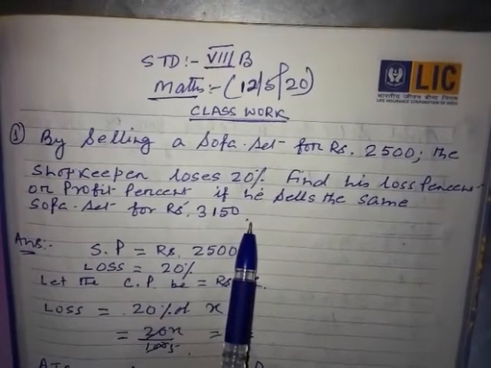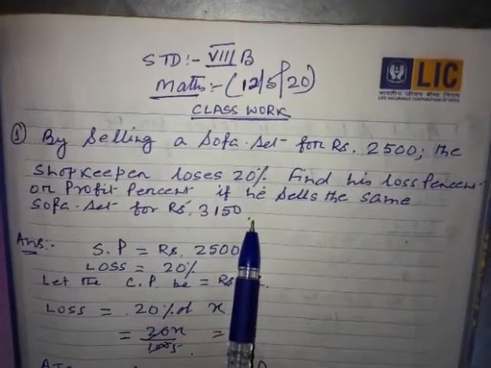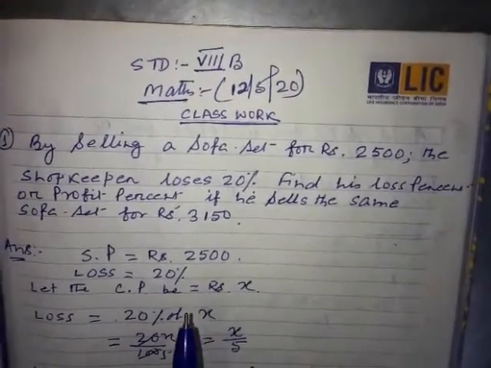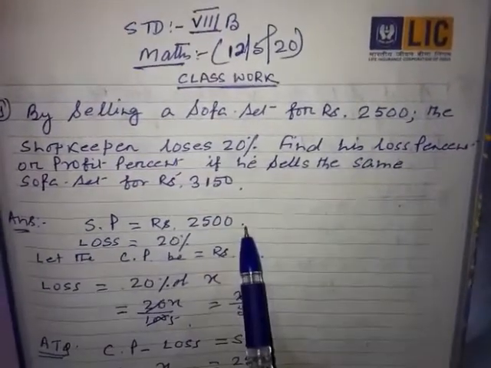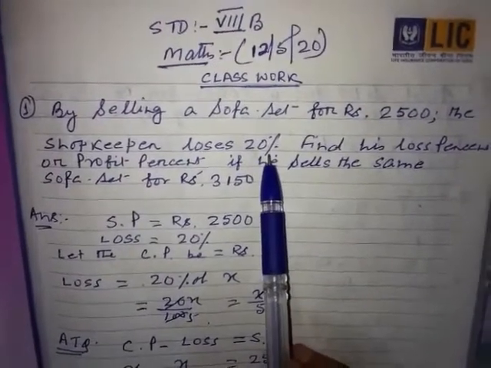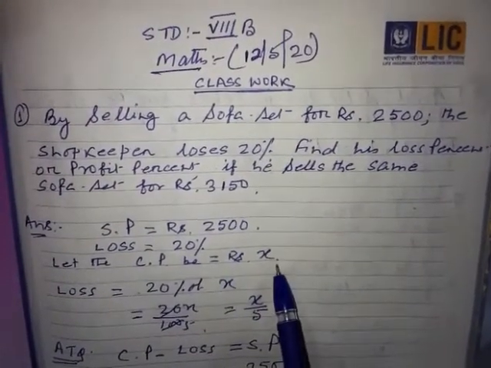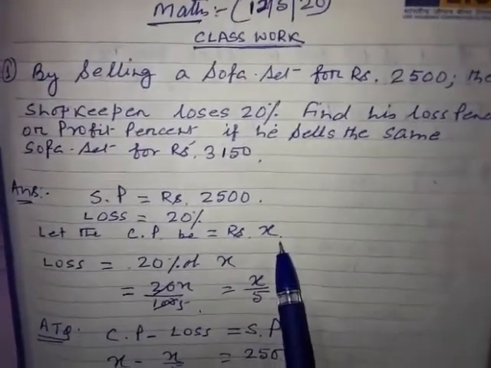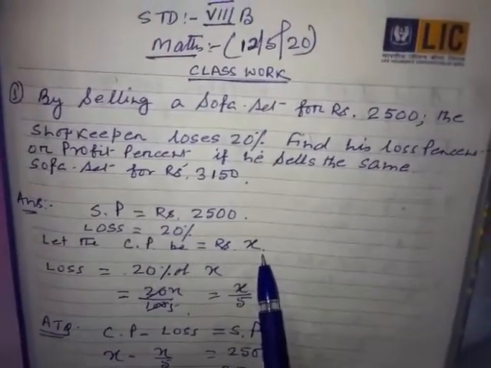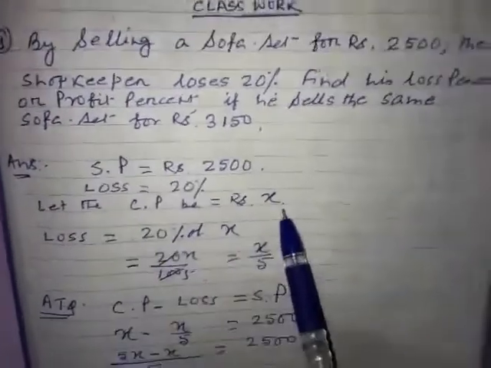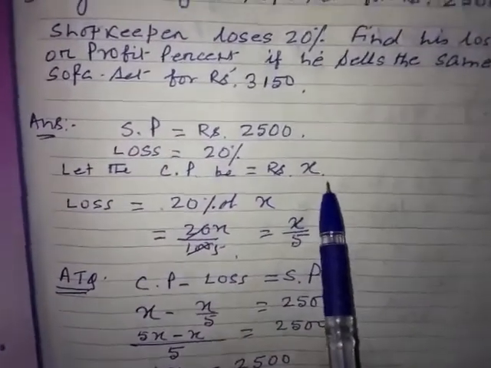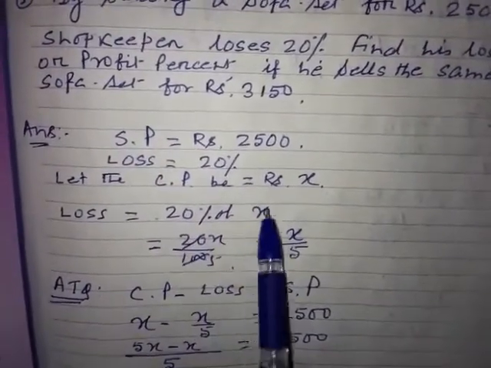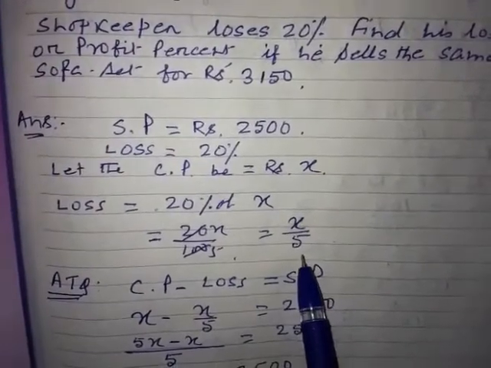So there are two cases in this question. Let me find out what is given. Very easy. SP is given, 2500, in the first case. The loss is 20%. Now again, in the first case CP is not given. I told you, in any profit and loss math, first find out the CP. So I have taken CP equal to X. Now loss equals 20% of CP.